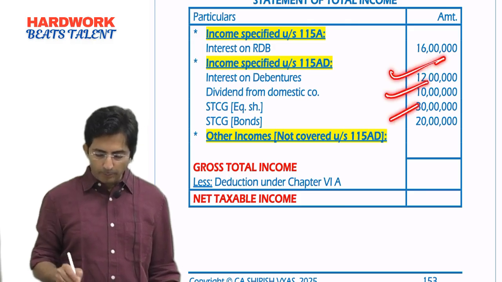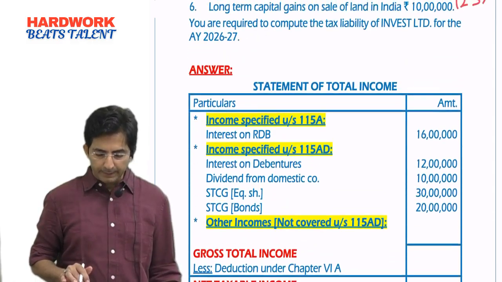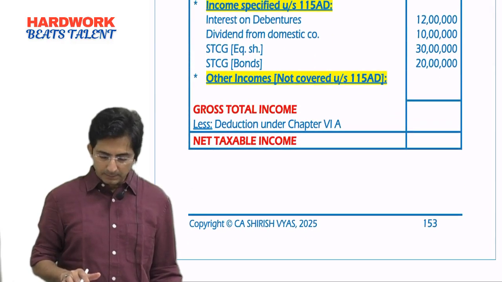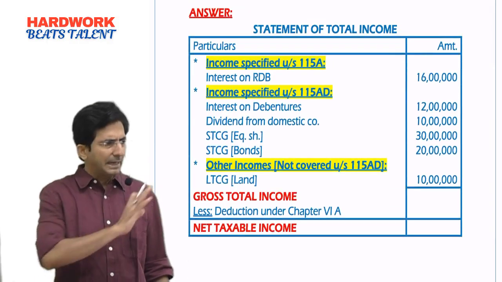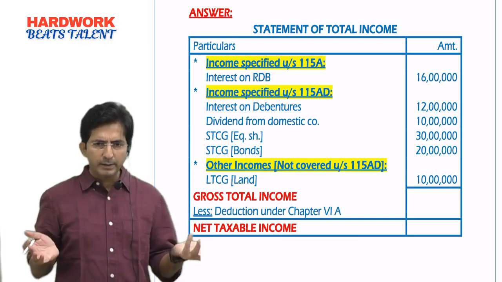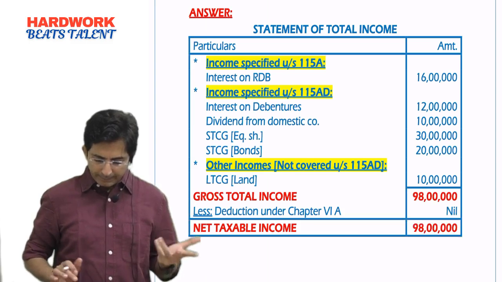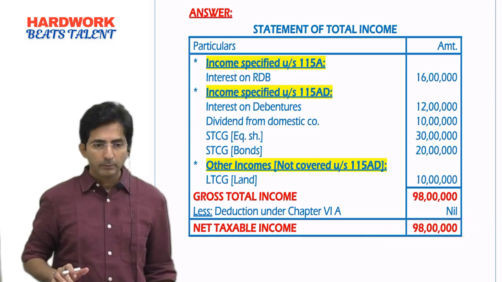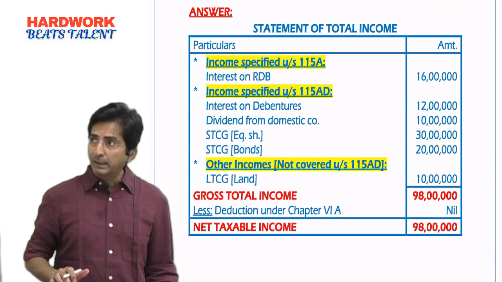Amounts I have directly copied from the sum. Then there was some general income not fitting in 115AD, that land long-term gain. That was 10 lakhs. So I have simply classified the income systematically. Now what are the rates? Rates we already written. Wait, before that, what is the total? Gross total income 98, NTI 98. So it's not crossing 1 crore, so surcharge will not come. Then how to calculate the tax?